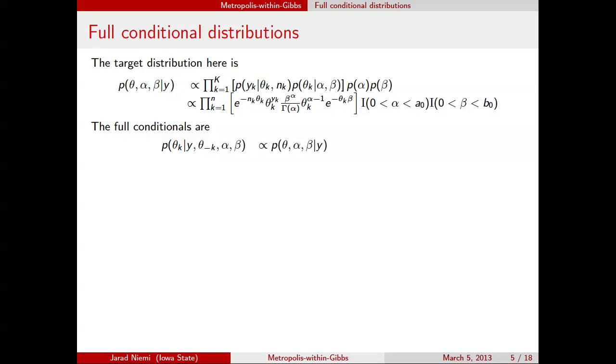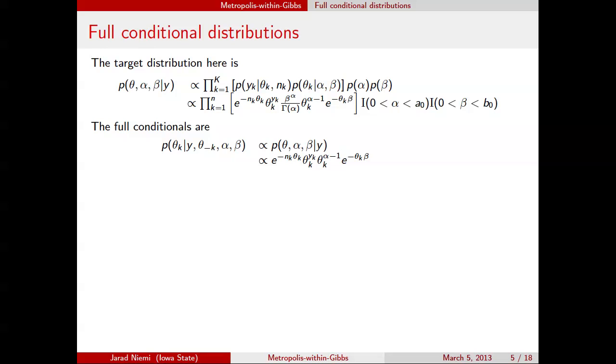The way to start out deriving this full conditional is to make it proportional to the target distribution of interest. Now what we're going to do is just write down what that target distribution of interest is, which is above. But we're going to drop out any terms that do not involve a theta k. Any term that doesn't involve theta k is just going to get dropped.